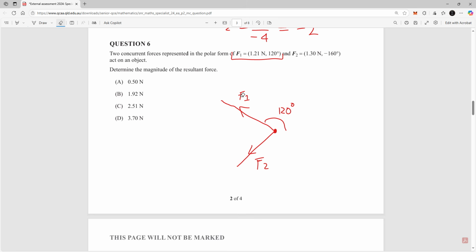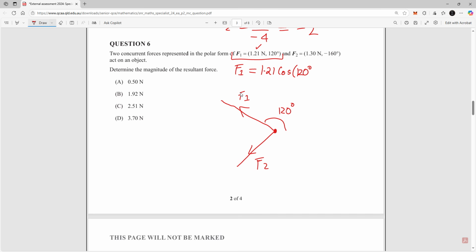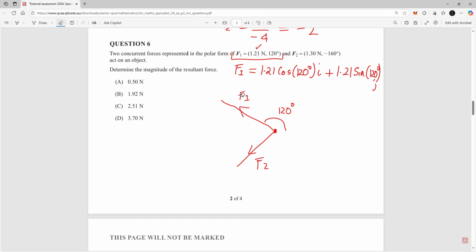Now if you're putting stuff in quote unquote component form, you need to multiply pretty much the length, and you need to go cos for the x and sine for the y. So here, F1 for the i component will be 1.21 cos 120 degrees i. Okay, and then for the y component, it's going to be positive 1.21 sine 120 degrees j. Okay, and we'd have to calculate those values for both of them.